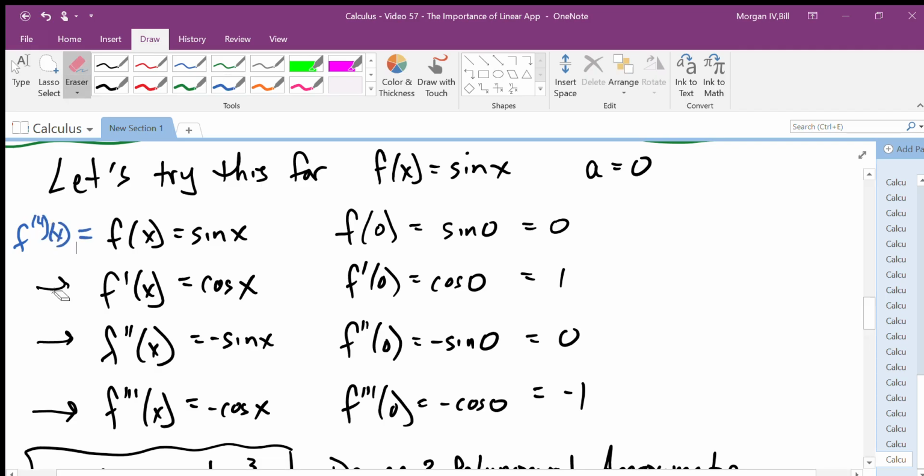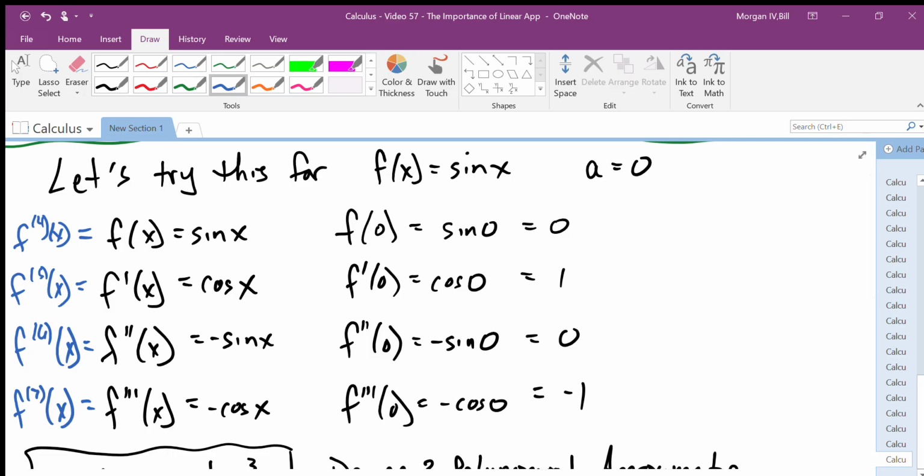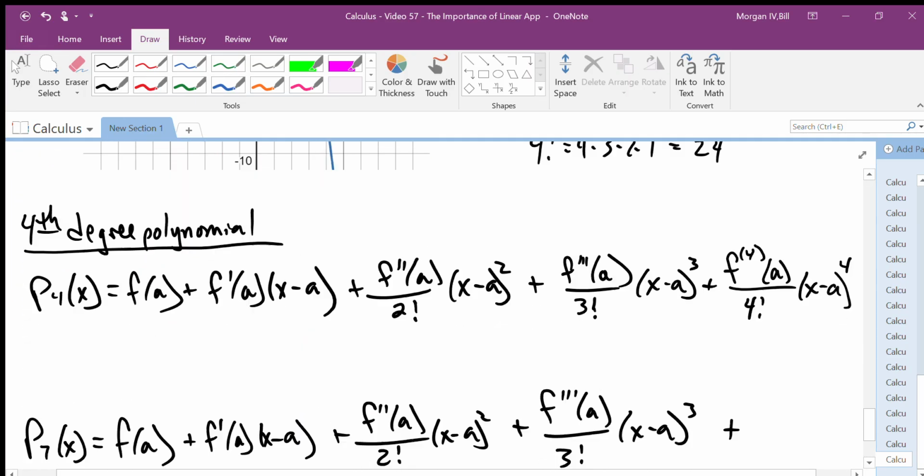The fifth derivative is the same as the first derivative. Sixth derivative, the same as the second derivative. And the seventh derivative, the same as the third derivative. And so we get this pattern where f of a is 0, if we're plugging in 0 here. The first derivative 1, the second derivative 0, the third derivative negative 1. The fourth derivative 0, the fifth derivative 1, the sixth derivative 0, the seventh derivative negative 1. And you can keep going along in this pattern. Knowing that, plugging these things down here is not so hard.